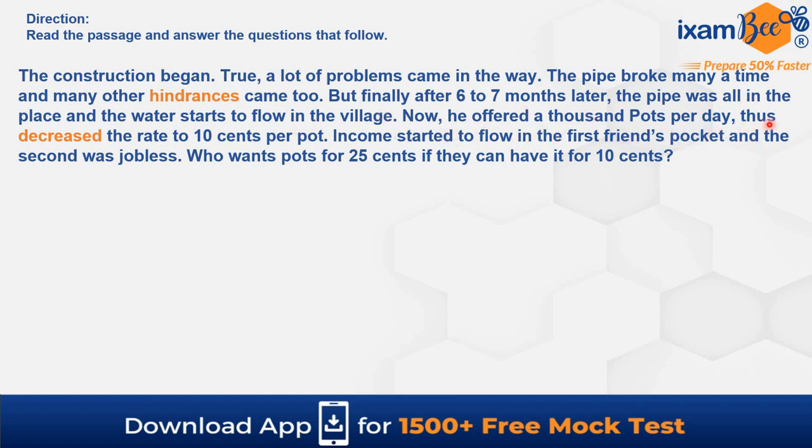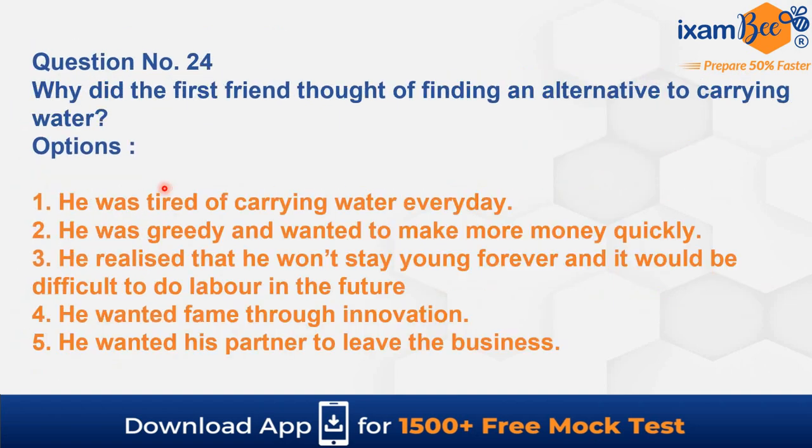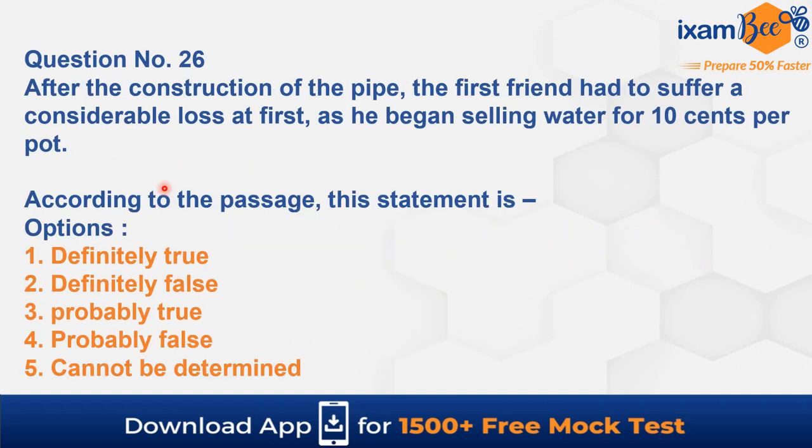Now he offered 1,000 pots per day, thus decreased the rate to 10 cents per pot. Income started to flow in the first friend's pocket, and the second was jobless. Who wants pots for 25 cents if they can have it for 10 cents? So the first friend sold it for 10 cents and the latter at the old price, that is 25 cents. So it is definitely false. The first friend hadn't to suffer considerable loss at first, but he began to actually get a lot of money because he sold the water for a lesser amount, right?